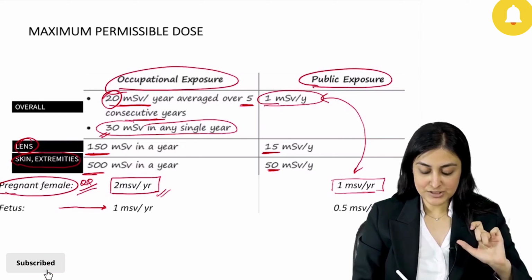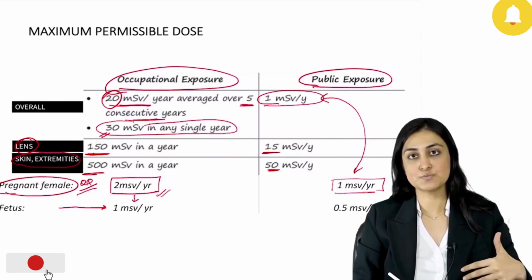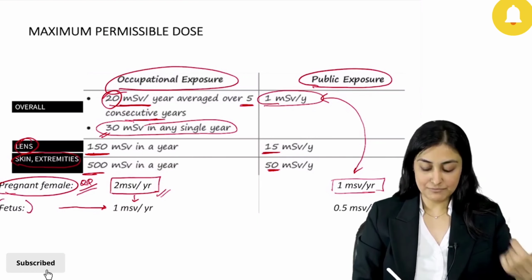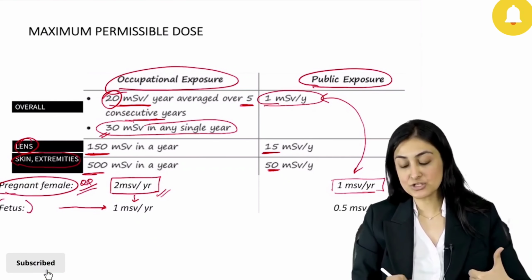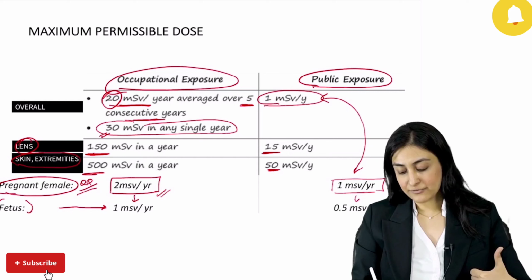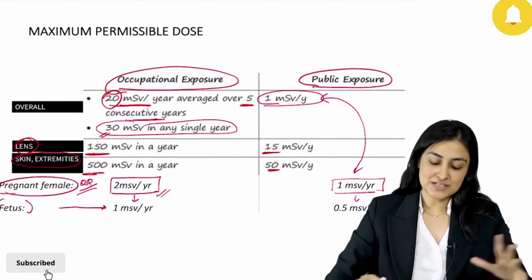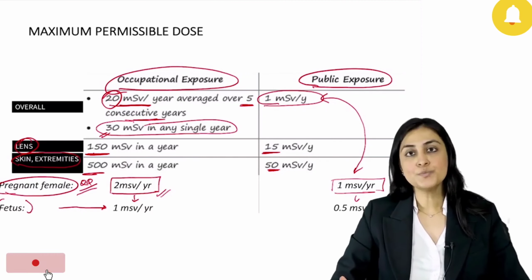So the standard rule is fetus gets half the radiation exposure. So if they ask you what is the radiation allowed for the fetus, you say 1 millisievert per year for occupational pregnant female, or 0.5 for public or a standard general fetus. Okay, so these are the values that you need to remember.